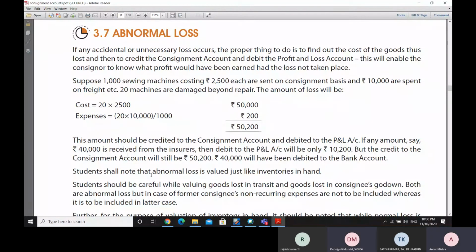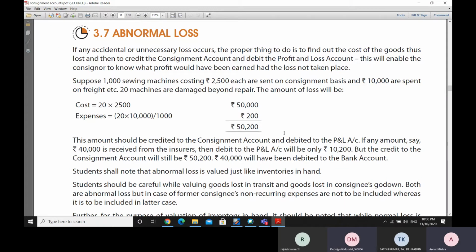Sir, one question. Just a basic question actually. When there is a loss occurring, why are we crediting this consignment account and debiting this P&L account? Loss means the money is actually going out of the consignment account. That is the reason we are crediting.